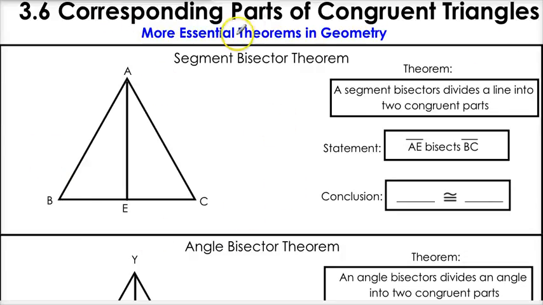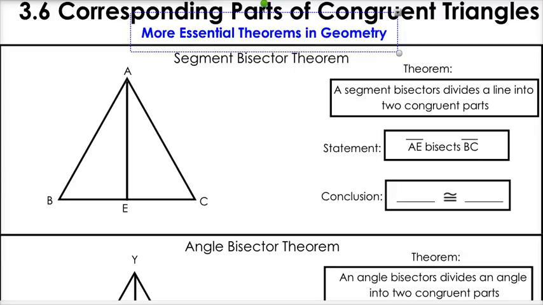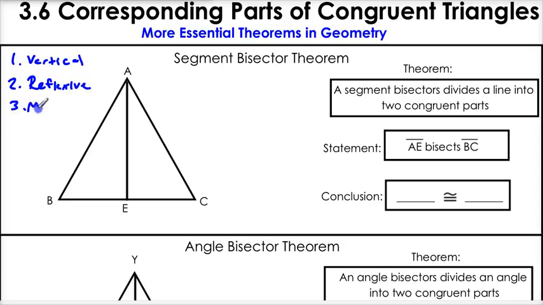So what are these two new theorems that we're going to be using to prove triangles are congruent? Well, before we start, I want to list the ones that we already know. Let's make a little list of the theorems we know to prove triangles are congruent. One, we know vertical angles, the vertical angle theorem, right? Two, we also know the reflexive property. Three, we know the midpoint. And four, we know perpendicular theorem. These four theorems we already know. We're going to add two more.